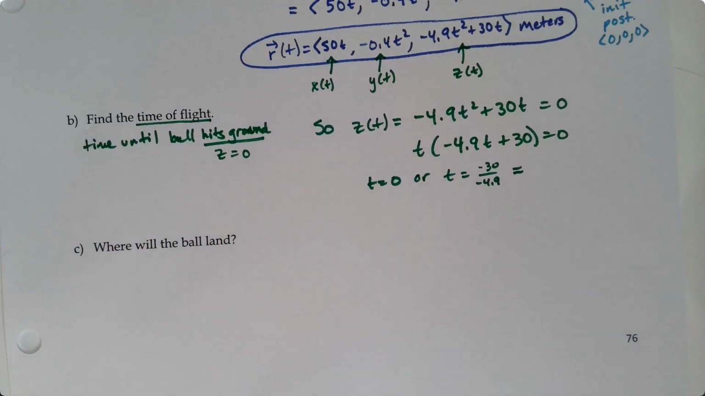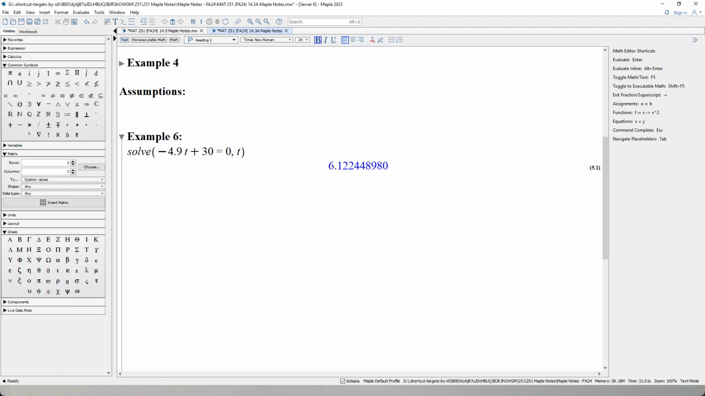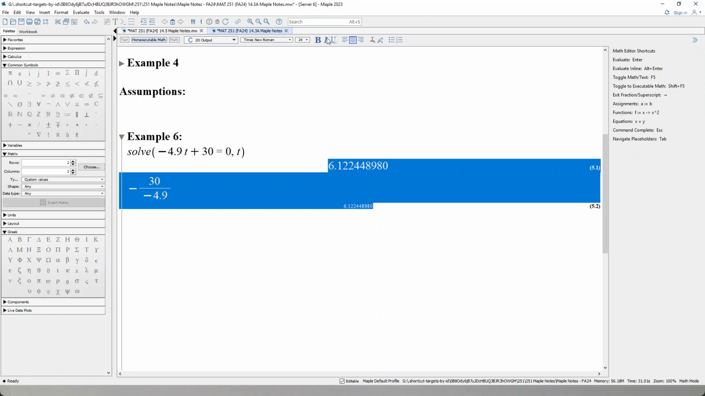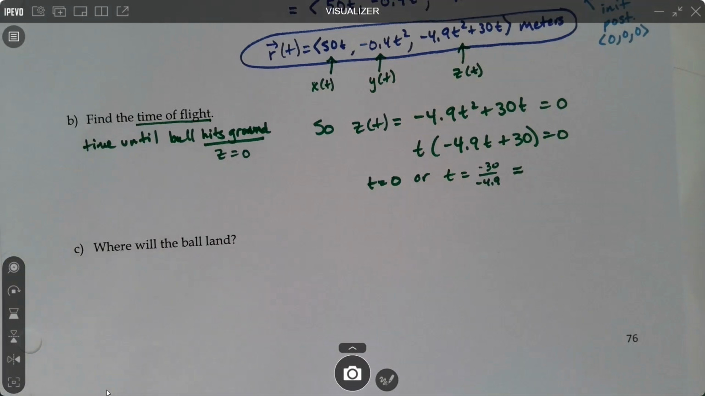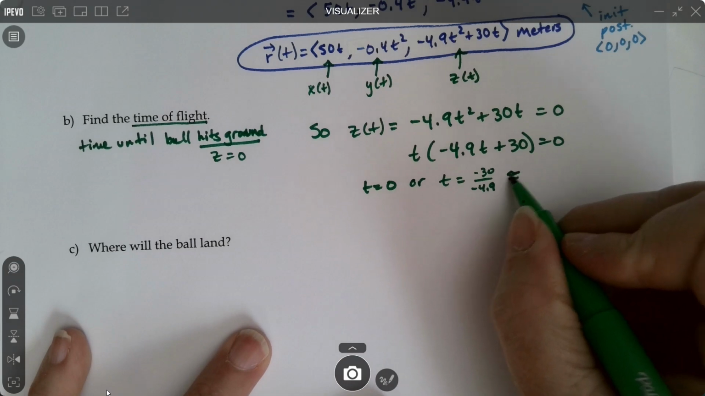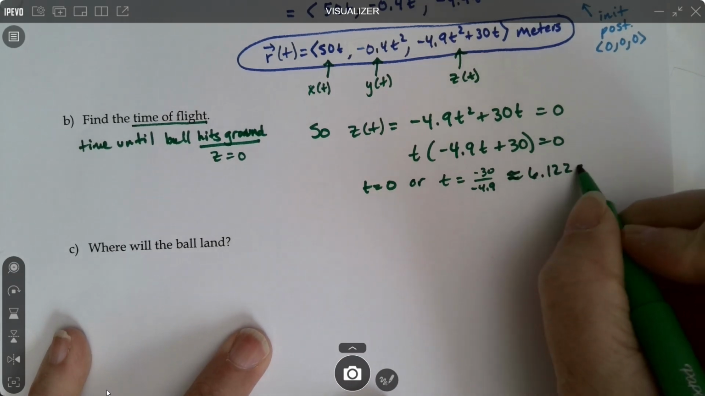And of course, I can just do that math in Maple, or I could actually use the solve command and tell it to solve it. So I could say, hey, take negative 30 and divide it by negative 4.9. That would also get me 6.122. So either way, I'm going to get 6.122. That's the time of flight, because it'll land at 6.122 seconds.